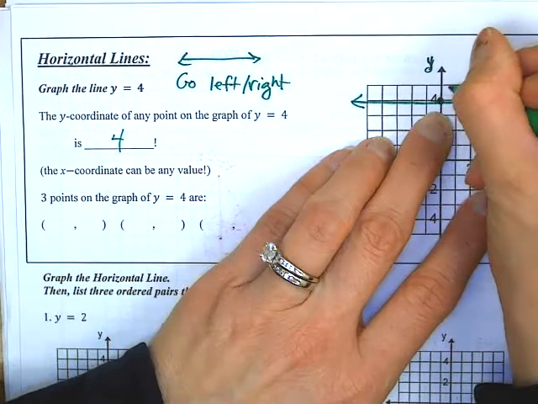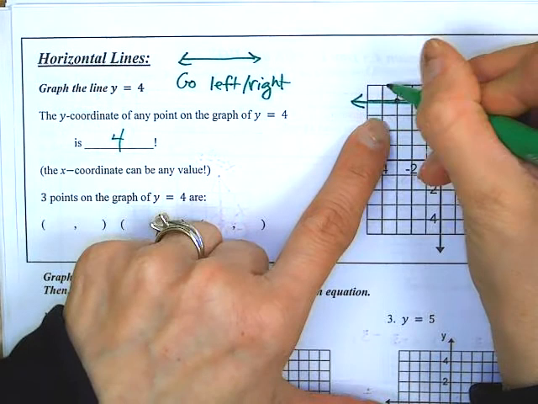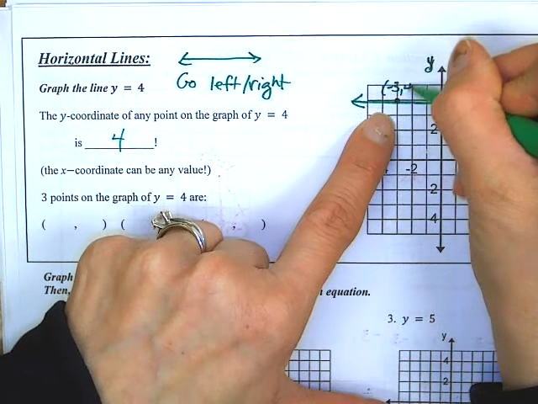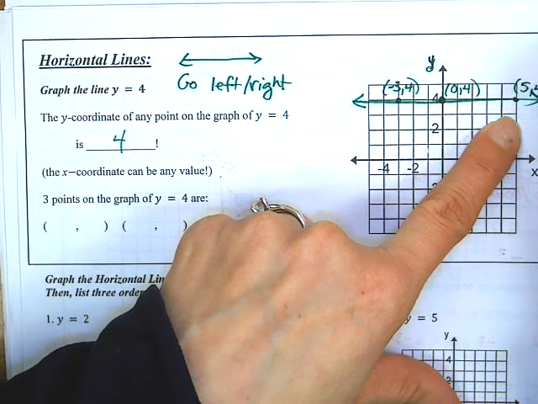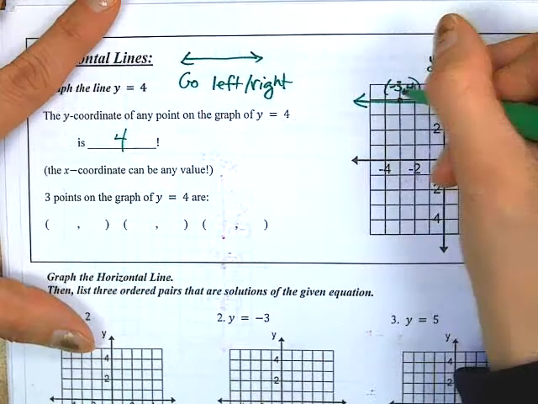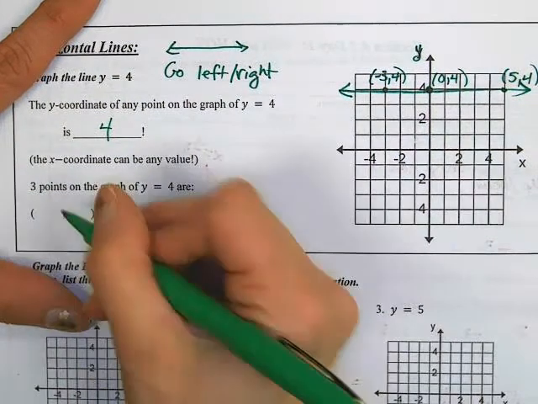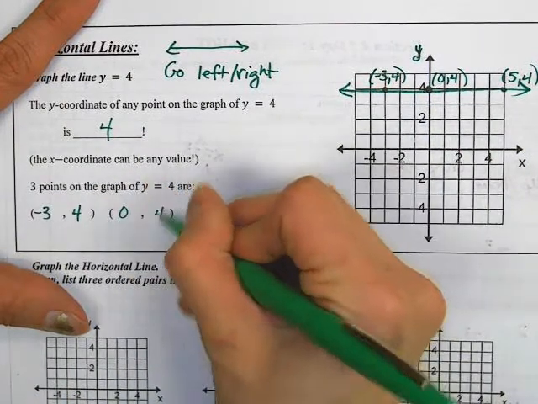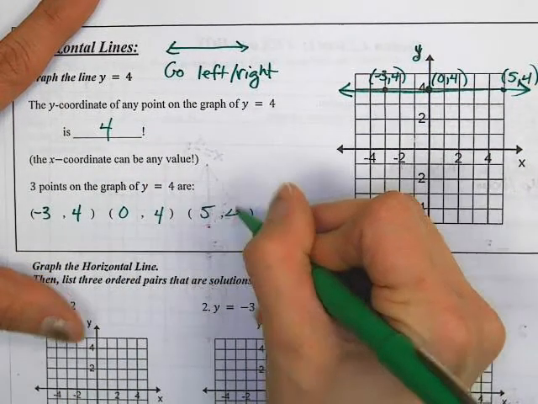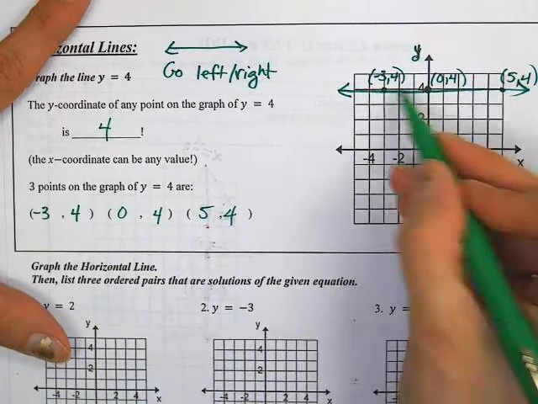So here's the point 0, 4. Here's the point -3, 4. Here's a point 5, 4. Okay, all of the y's are 4. So some points are -3, 4; 0, 4; 5, 4. You could say any points, okay? But all the y's are 4.